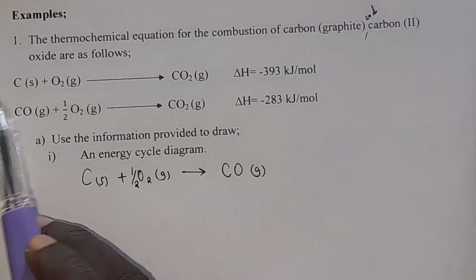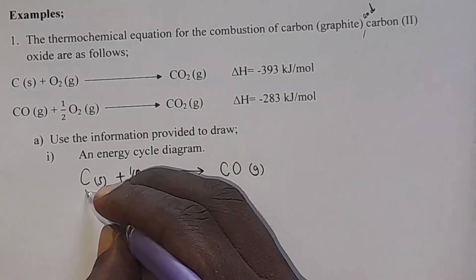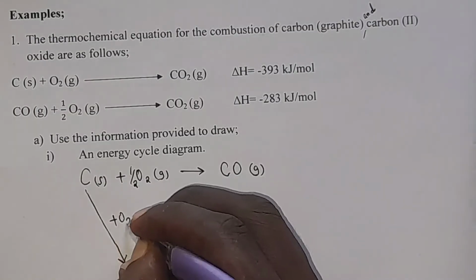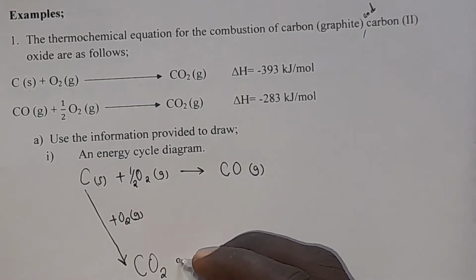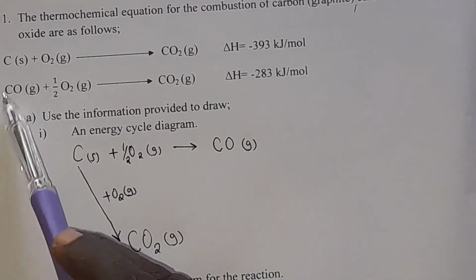Then thereafter, we have this equation that's carbon reacting with oxygen, giving us carbon dioxide. So we can have an arrow there. Then we are going to say balanced oxygen, which is a gas, will give us carbon dioxide, which is a gas. So on the other side again, we have carbon monoxide gas.